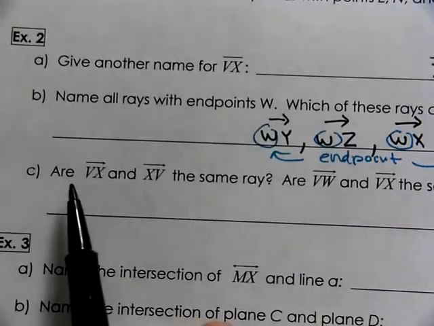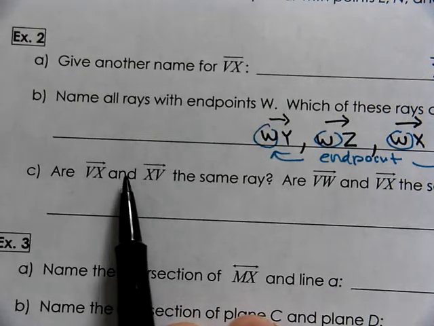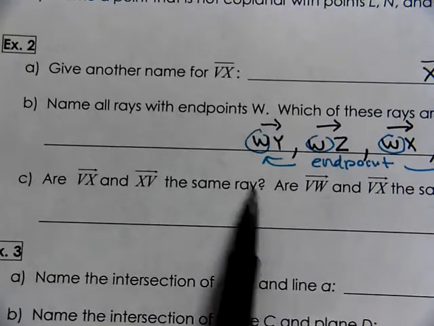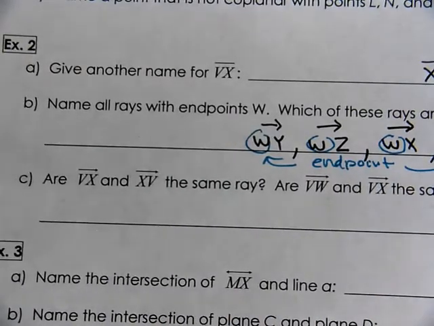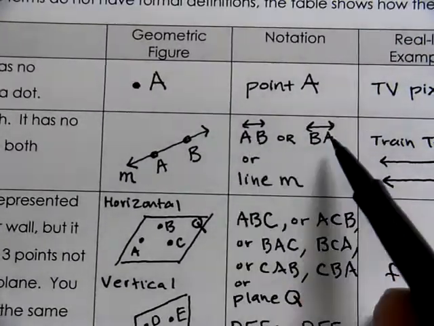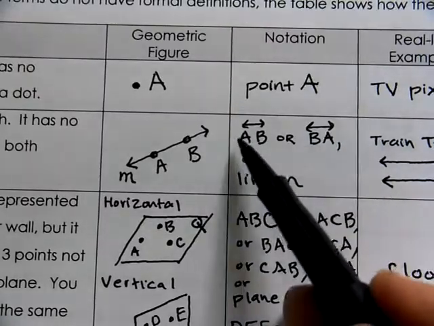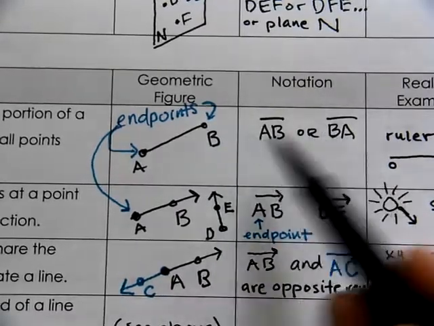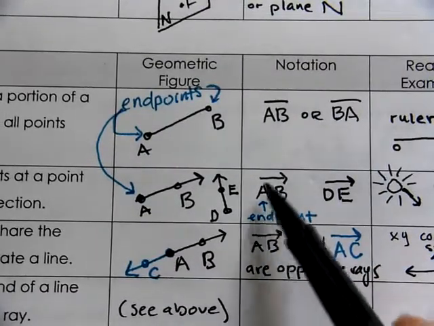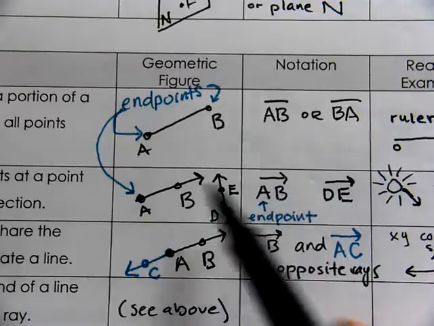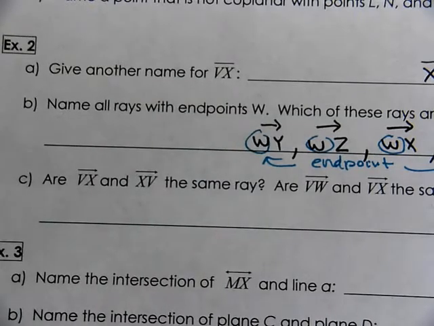All right, what do you think about this? In part C, it's asking you a question. Are ray VX and ray XV the same ray? Now let's back up just a moment. Remember, when we were naming lines, there were lots of ways to name lines because we could shuffle the letters in either order, line AB or line BA. Same with naming segments. We could shuffle the letters around in either order. But when you got to a ray, you could not shuffle the letters around because the endpoint had to be first. There was only one way to name that. So keep that in mind as we answer this question.